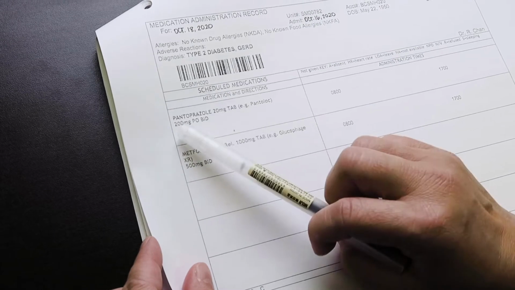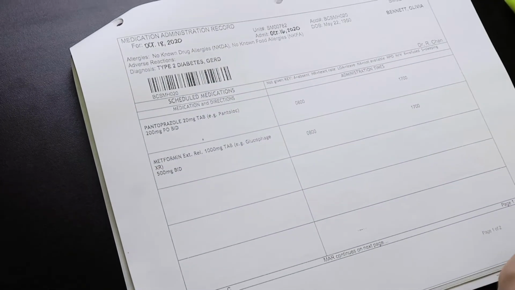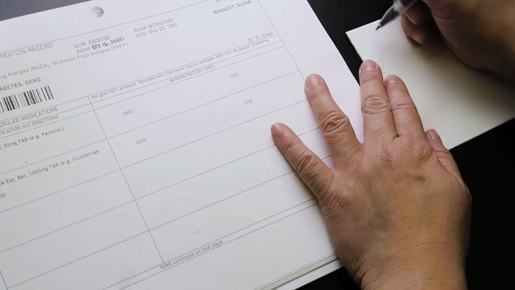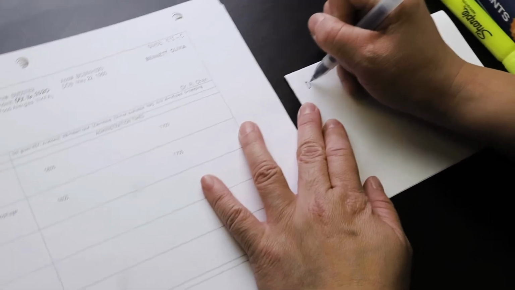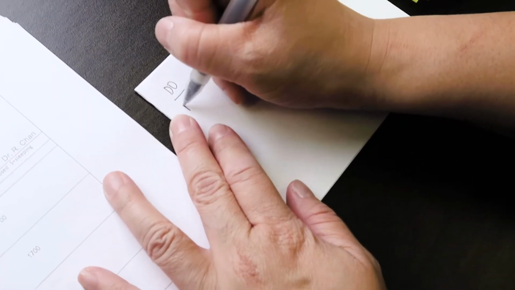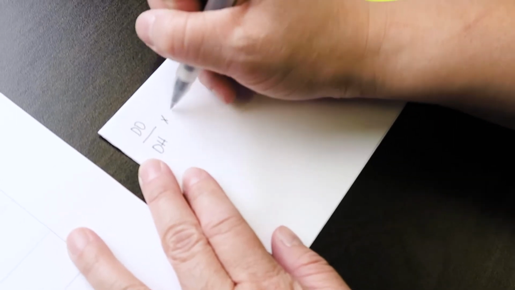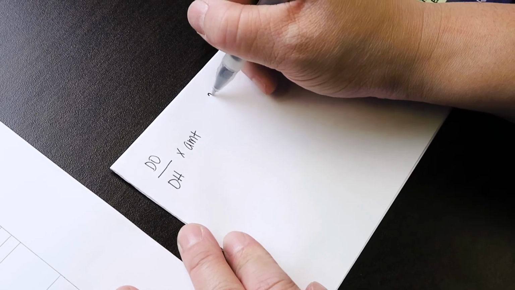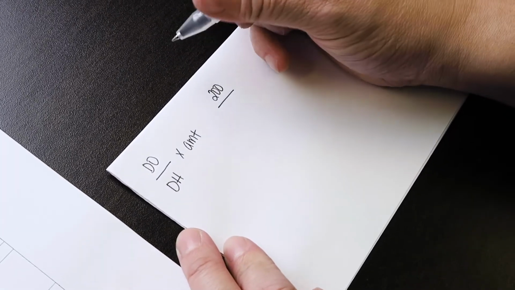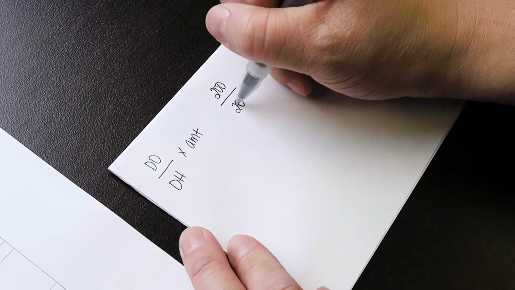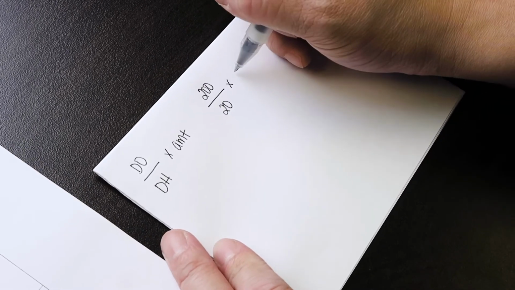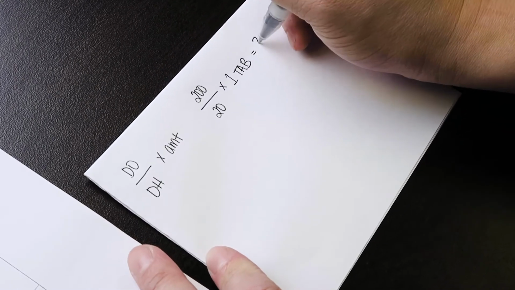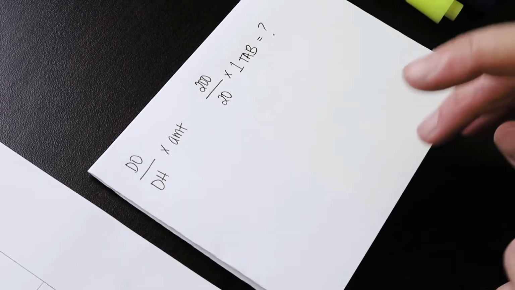But I do know that Pantoprazole is used for GERD. I can go ahead and perform my formula. Remember that I'm writing down the dosage ordered divided by the dosage on hand multiplied by the amount. So in this case, my dosage ordered is 200 milligrams divided by the dosage that I have on hand, which is 20 milligrams times 1 tab, which doesn't make sense. So I'm going to go ahead and check Pantoprazole.